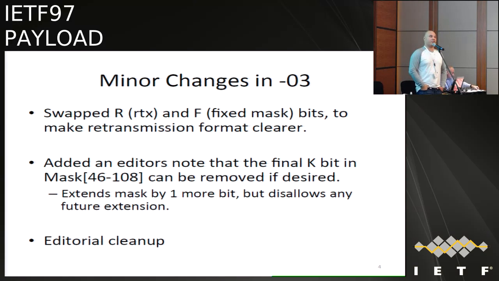And obviously you don't need the extension bit on the very last 64-bit version of the mask if we don't ever plan to have any future extensions. If we don't ever plan to let it grow bigger than that, we can just remove that K bit and have one more sequence number that you could cover. So that's what we just added as editors. No, we didn't actually remove it. But if anyone has a strong opinion of it, let us know. If not, we'll probably just go ahead and do that. Remove the note and then remove the bit, unless anyone objects to it.